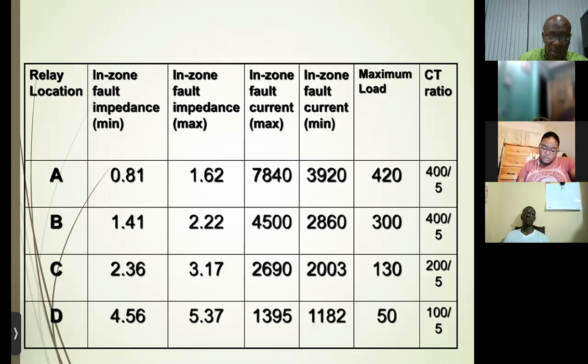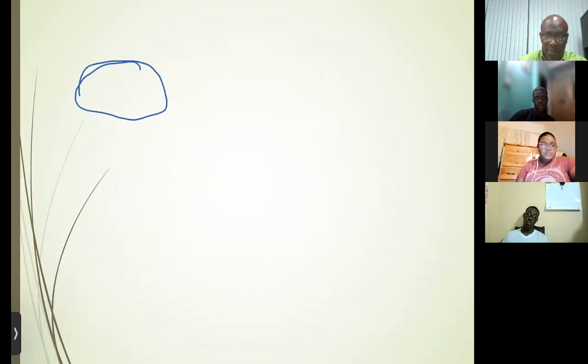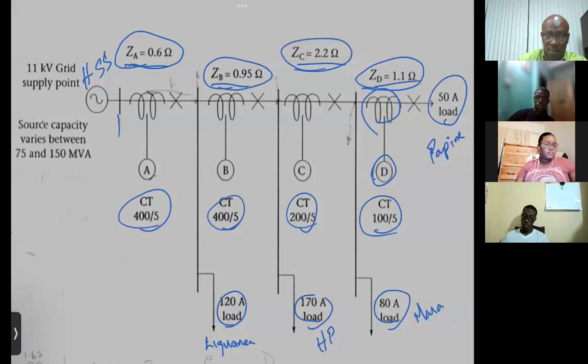Up top, we talk about the in-zone impedance. Now look at where A is connected. A will be right at that bus. And the minimum in-zone impedance from A that it would see, right at the tip, would be the impedance of the source.